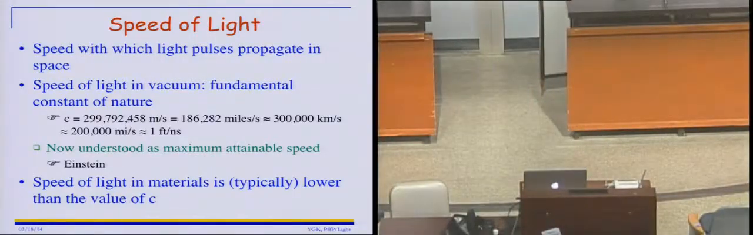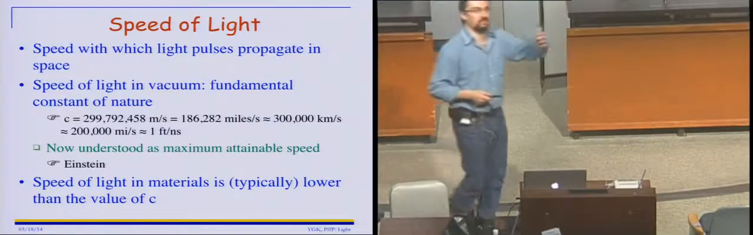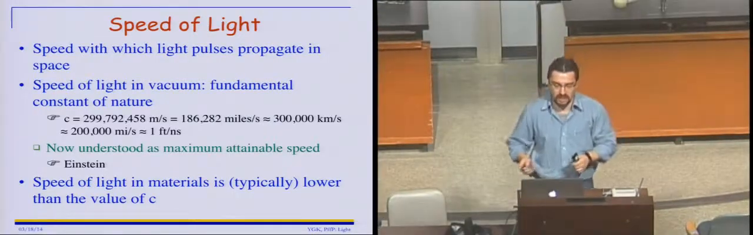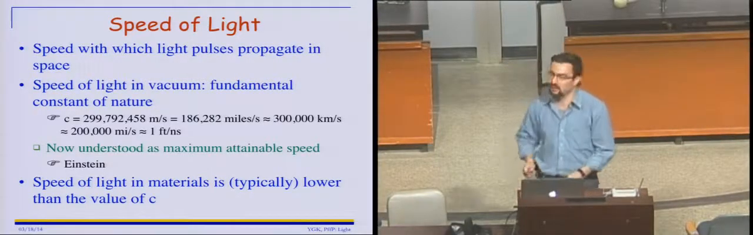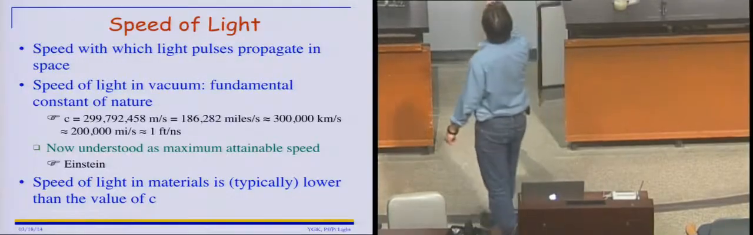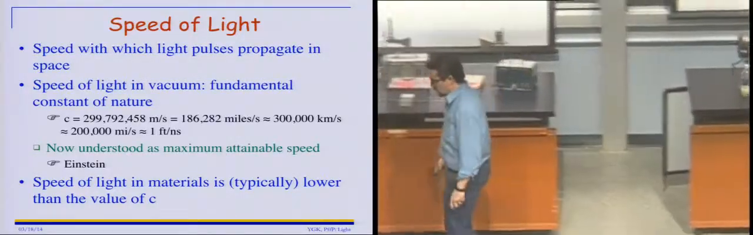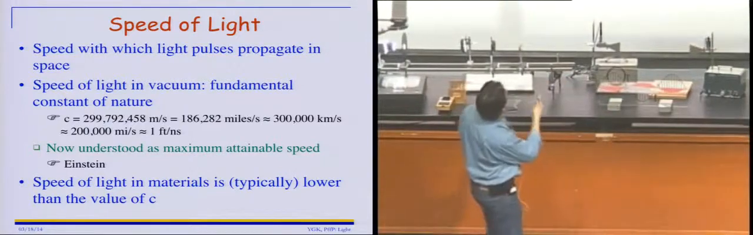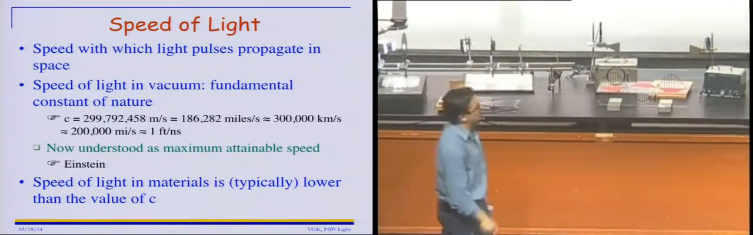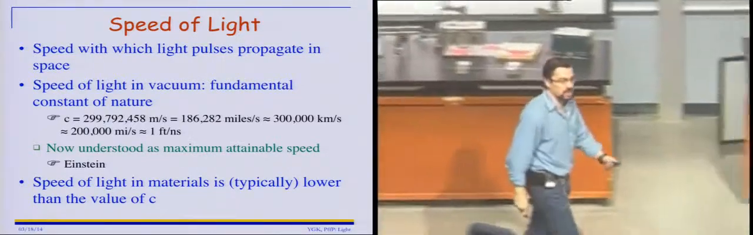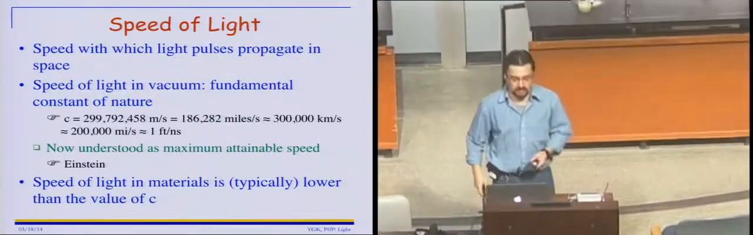The most important parameter, perhaps the most important quantity that describes light, is the speed with which it propagates forward, and that's the highest speed known to man. The speed of light is about 300,000 kilometers a second, or divided by 1.6, 186,000 miles a second, is a large number.